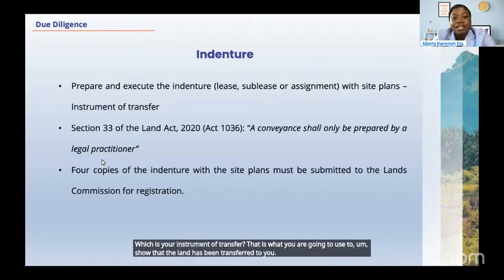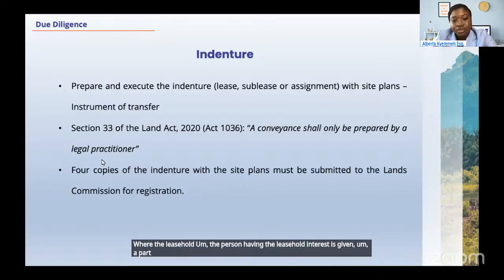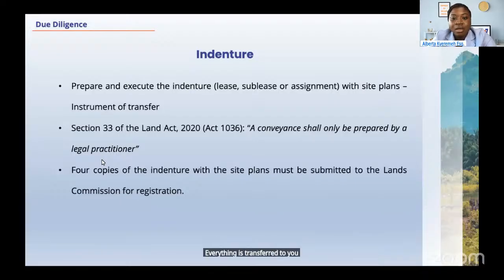That is what you are going to use to show that the land has been transferred to you. An indenture may be a lease, it may be a sublease where the person having the leasehold interest is given a part of their interest, maybe a number of years out of their interest, to another person. Or it may be an assignment where the leasehold interest is being given to you, like everything is transferred to you. Like the owner is transferring all their interest in the land to you.